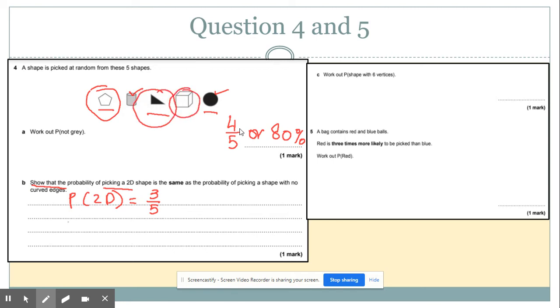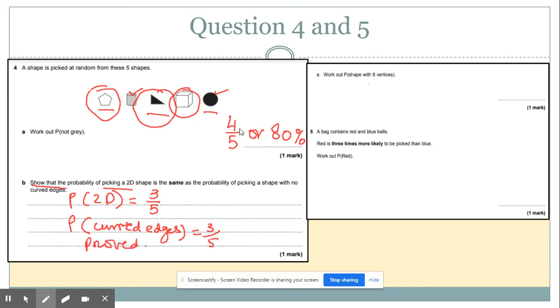So how many are they? Again, 3. So probability of shapes with no curved edges is equal to 3 over 5. After this, you don't have to write much. So you can say it is proved.